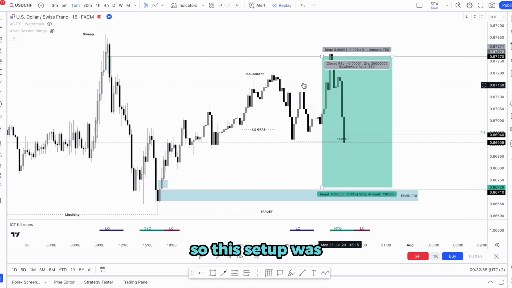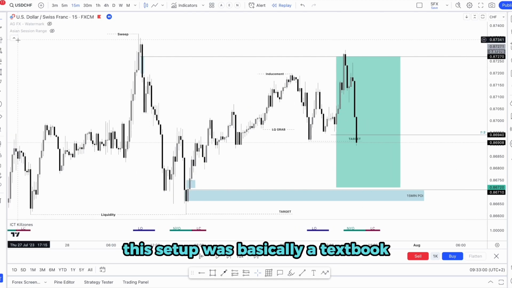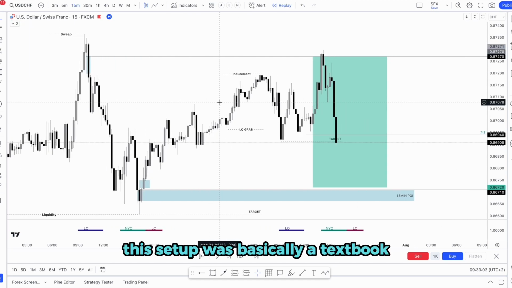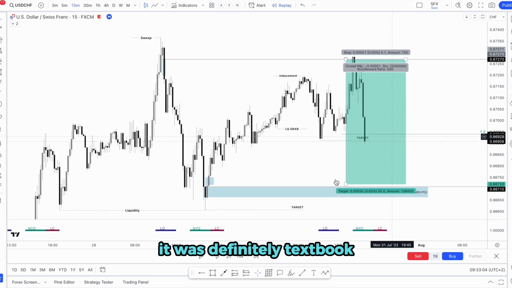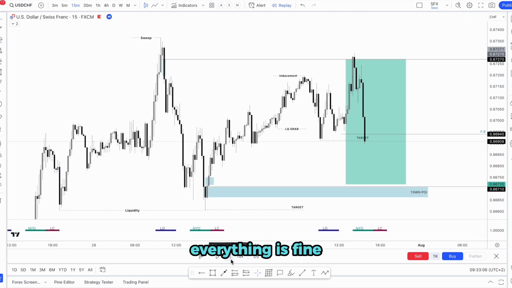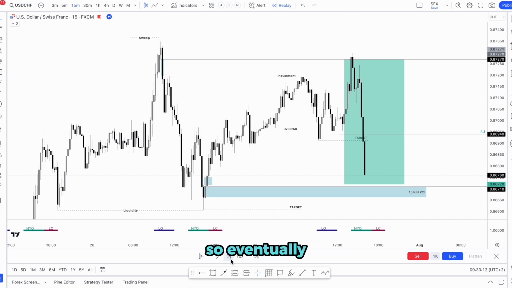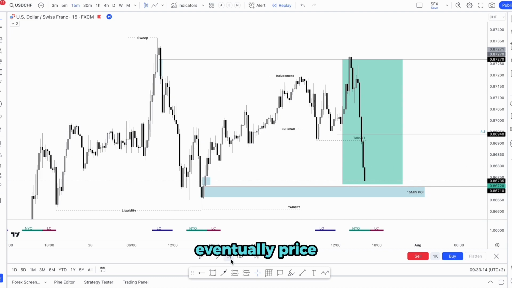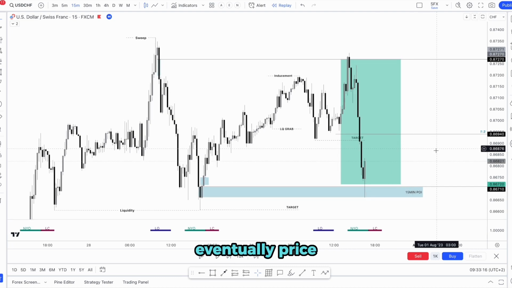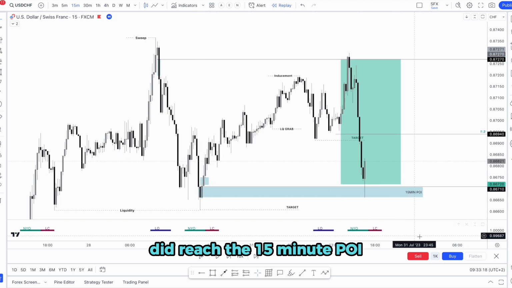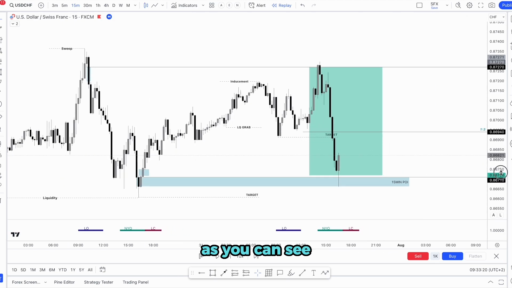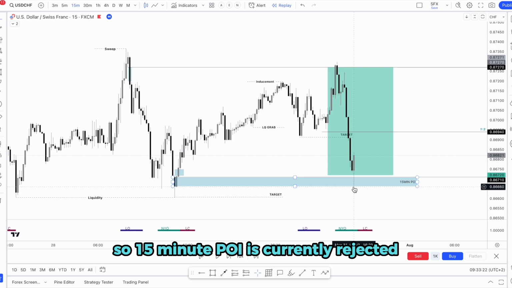It's beautiful. So this setup was basically a textbook. It was definitely a textbook. Everything is fine, confluences are there, everything is perfect, so it's a plus setup. Eventually, as you can see, price did reach the 15-minute POI to the T, right? So the 15-minute POI is currently rejected.